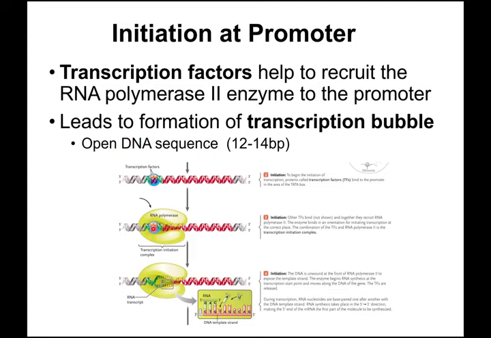Its opening is facilitated by a sequence here, oftentimes, which is referred to as the TATA box. So it's a sequence that is very rich in thymine and adenine. So it's a sequence where the two strands are joined together by fewer hydrogen bonds compared to sequences that are rich in G and C's, guanine and cytosines. So it makes it easier to open it up.